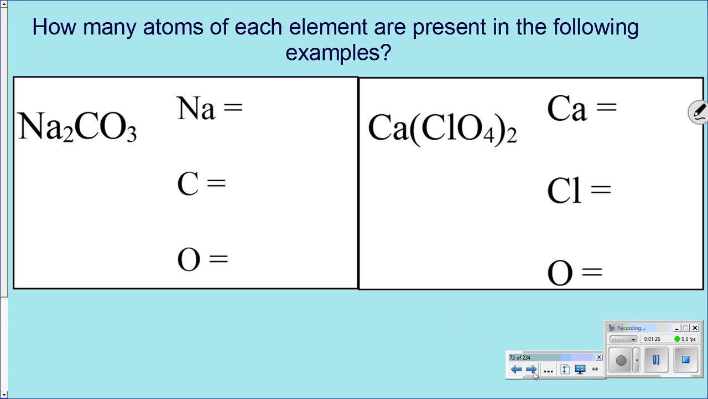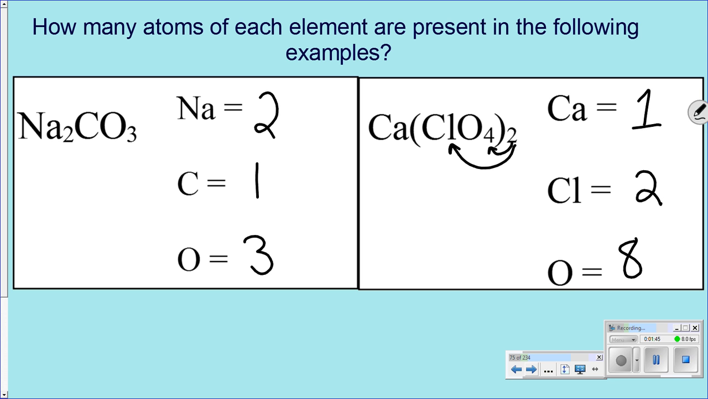So we should be able to look at a few different compounds and figure out how many of each atom we have. Please pause the video, and I'll put the answers up in just a minute. So we have 2 sodiums, 1 carbon, and 3 oxygens. 1 calcium, 2 chlorines, so that's going to that guy, and this is going to that guy to give us 8 oxygens. So this is the basics behind what we're going to need to be able to do when we look at a full reaction.